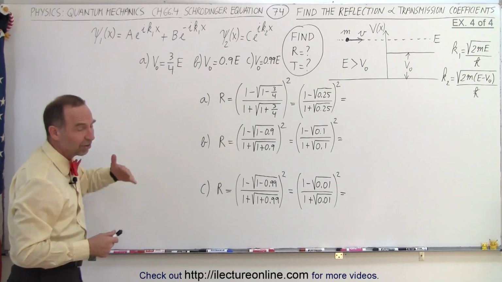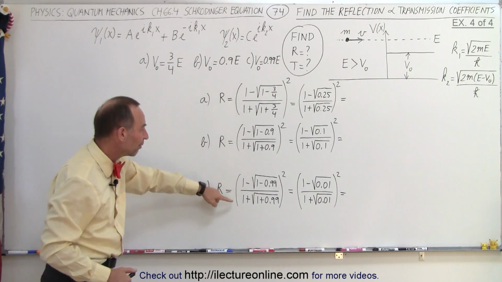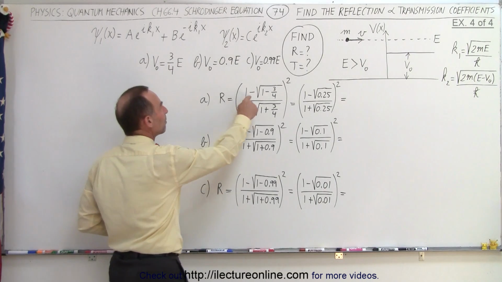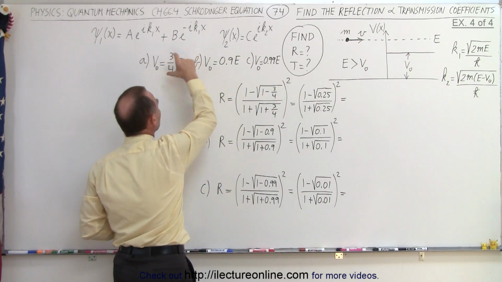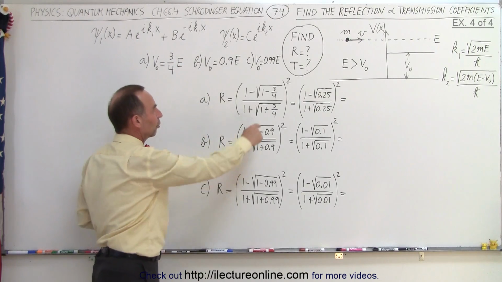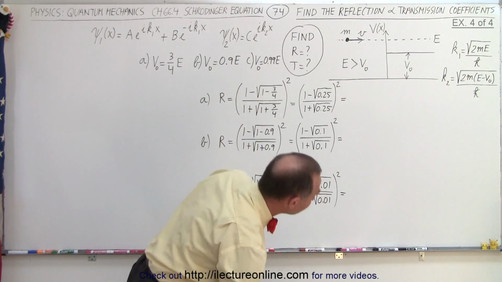So let's work it out. This is more out of interest and to get a little bit more practice. Again, we'll use our simplified equation, where we have 1 minus the square root of 1 minus the fraction that the potential is relative to the energy of the particle. So 3/4, 0.9, 0.99. Let's see what we end up with.